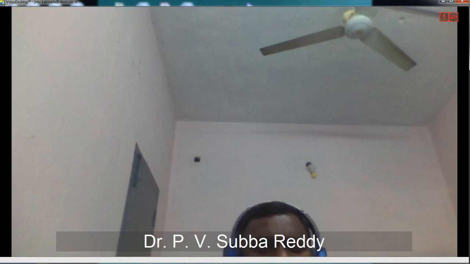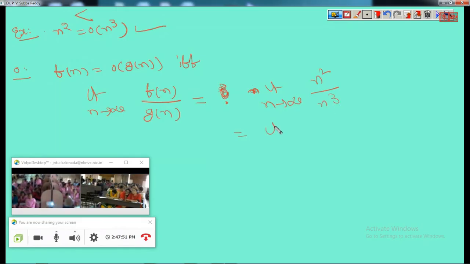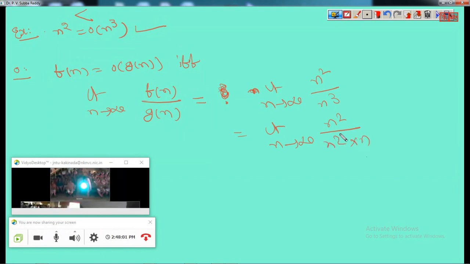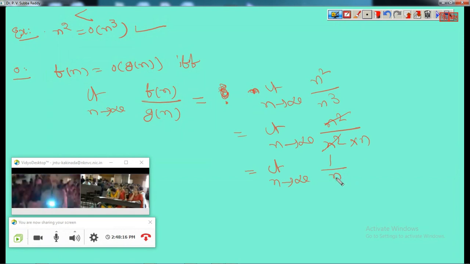Then what is the value of limit n tends to infinity of n square by n cube? n cube can be written as n square into n. n square and n square get cancelled. Then this is limit n tends to infinity 1 by n. Now what is the value of that? If n is very large, if the denominator increases, overall this value gets reduced. If it is infinite, then this value is 0. That is limit n tends to infinity f of n by g of n is 0. That is the definition of little o notation.